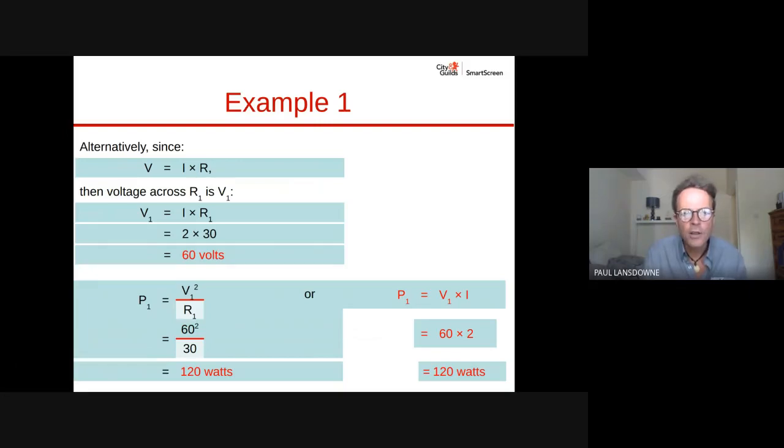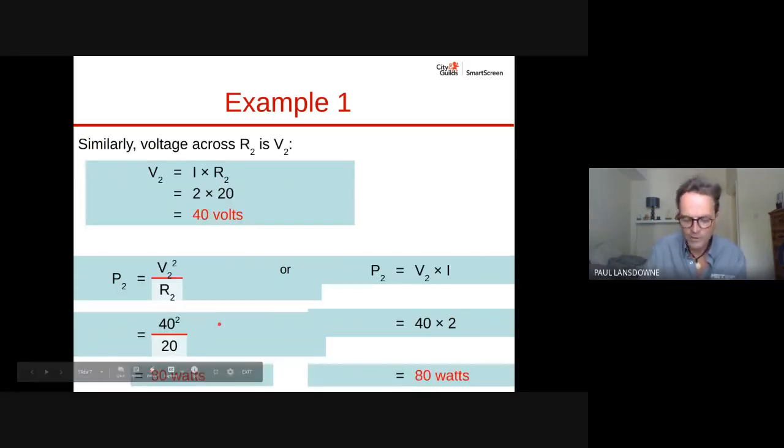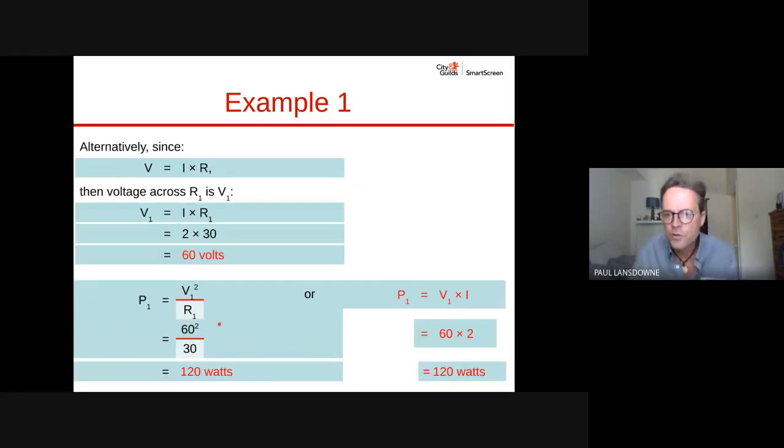Since V equals IR, and the voltage across R1 is V1, we get 2 amps times 30 ohms, which is 60 volts. Then we put that into P equals V squared over R. So we have 60 volts squared divided by 30, and we get 120 watts. So it's just different ways of doing the same calculation.